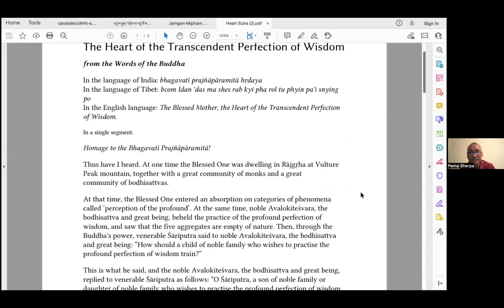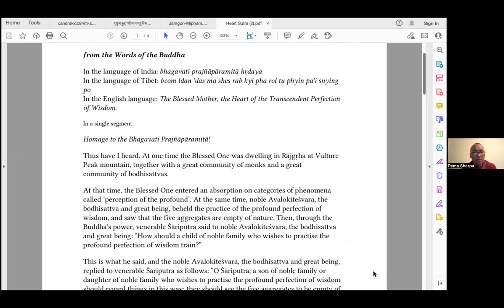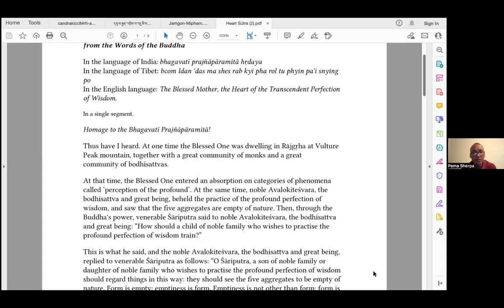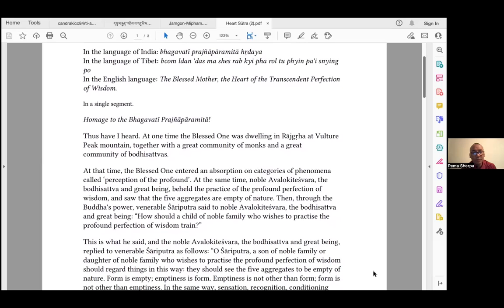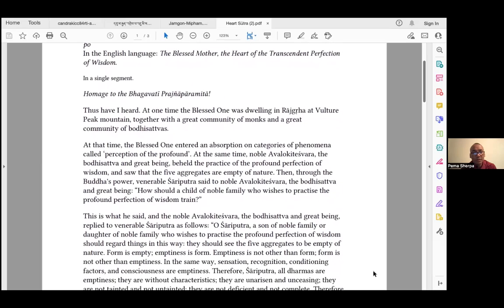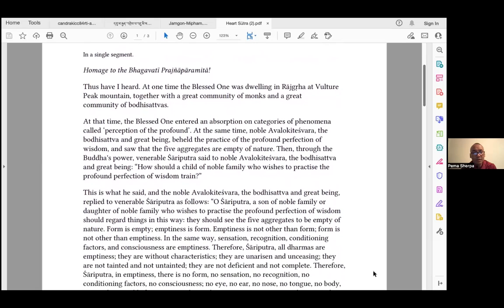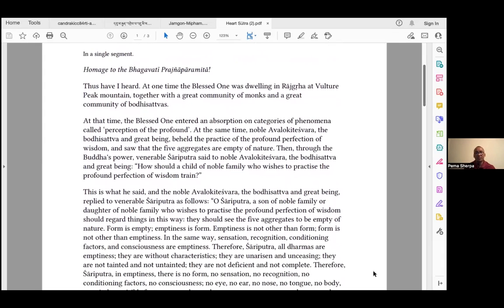The Heart of the Transcendent Perfection of Wisdom, from the words of the Buddha. Homage to the Bhagavati Prajnaparamita. Thus I have heard. At one time, the Blessed One was dwelling in Rajagriha at Vulture Peak Mountain together with a great community of monks and a great community of bodhisattvas. At that time, the Blessed One entered an absorption on categories of phenomena called perception of the profound. At the same time, noble Avalokiteshvara, the Bodhisattva and great being, beheld the practice of the profound perfection of wisdom and saw that the five aggregates are empty of nature.